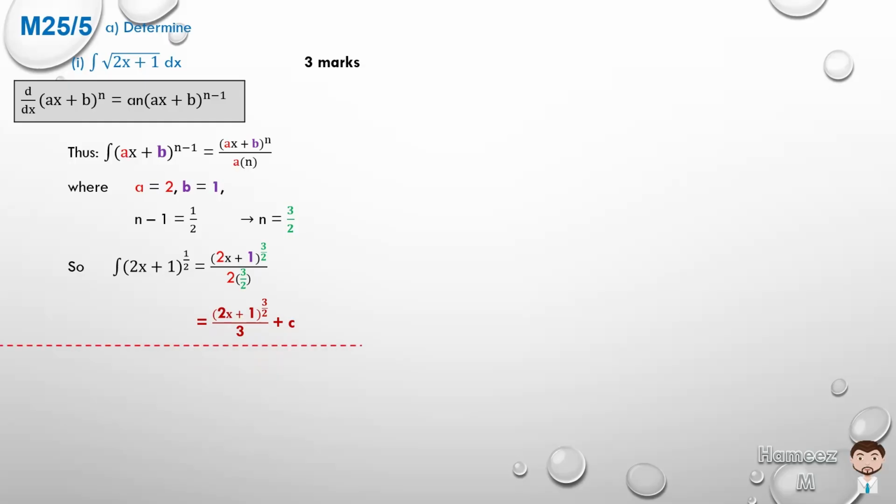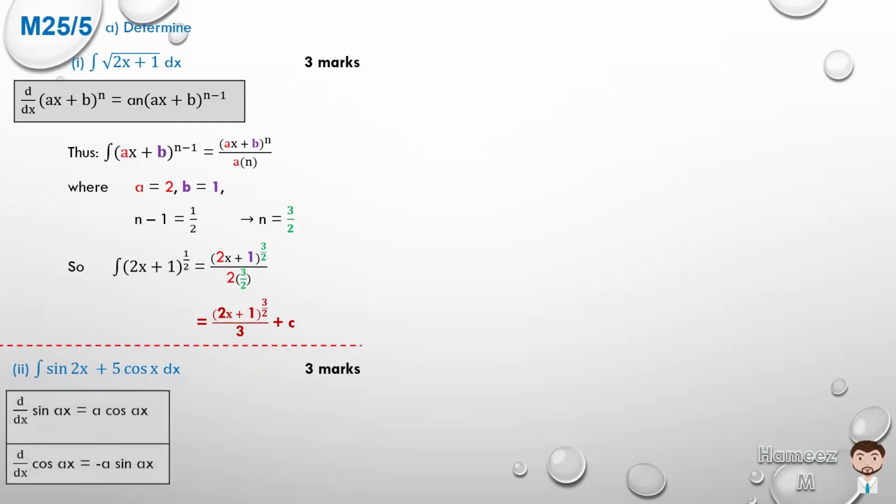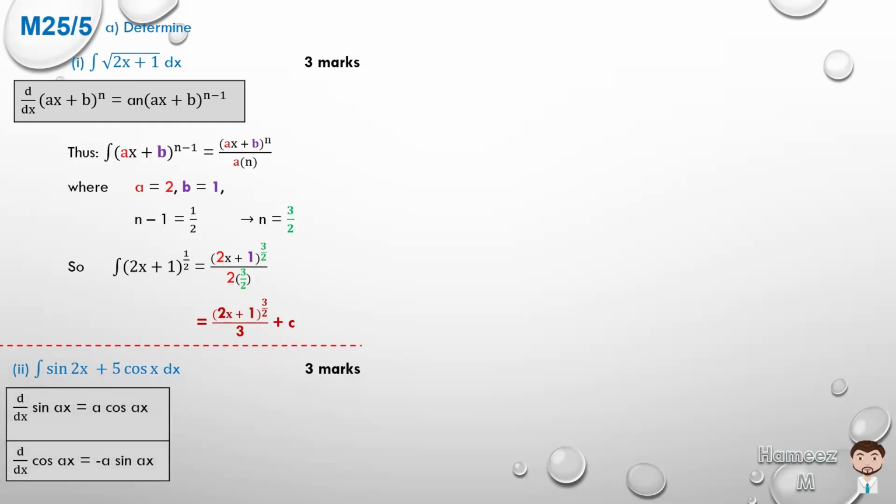Let's move on. That was part 1. In part 2, integrate sine 2x plus 5 cos x with respect to x. So let's recall from the formula sheet, they gave us the differential of sine ax is equal to a cos ax, and the differential of cos ax is equal to minus a sine ax. So if we want to integrate, let's look at the second set of equations below and integrate both sides. Then we're able to integrate sine ax. So if we write it back, we consider a to be 2.